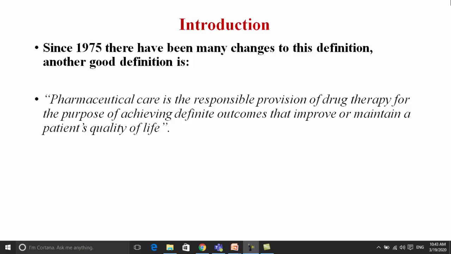So pharmaceutical care is a responsible provision. So there is a huge responsibility on pharmacists regarding the provision of drug therapy for the patient. So what's the purpose of this drug therapy? It is to achieve a definite outcome. Not just to achieve an outcome, a definite outcome. Why a definite outcome? Because the ultimate purpose is to improve or maintain the patient's quality of life, to improve the outcome of receiving rational pharmaceutical care or evidence-based pharmaceutical care.